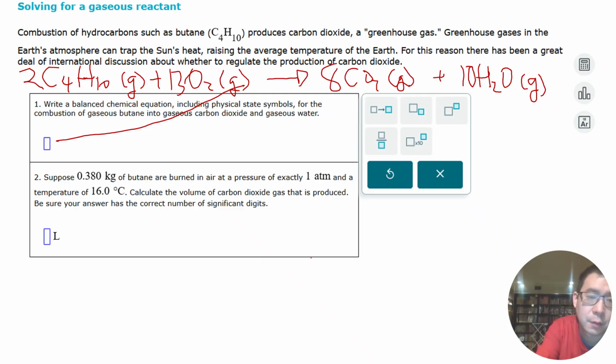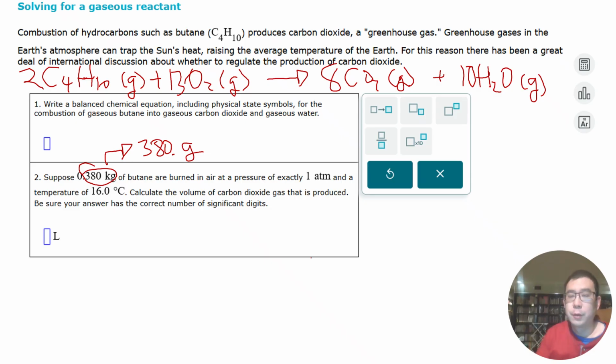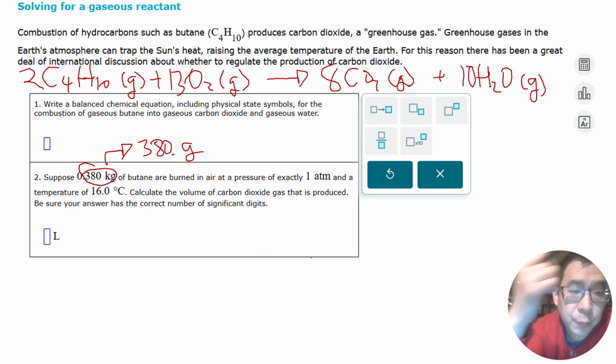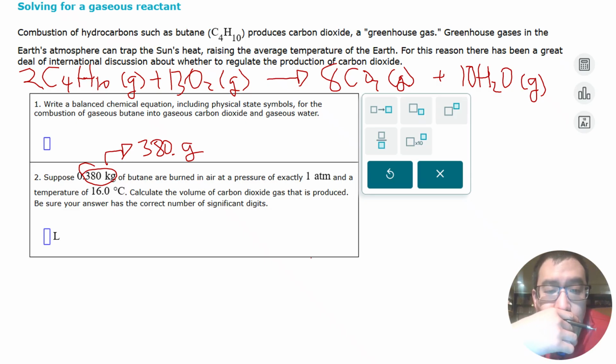And the second part is kind of the new part, right? So we have 0.380 kilograms. We multiply by 1,000 to get 380 grams, right? Because when we're dealing with molar masses, which according to the chart on the last slide we're probably going to have to use, it's grams per mole. And so suppose 380 grams of butane are burned in air.